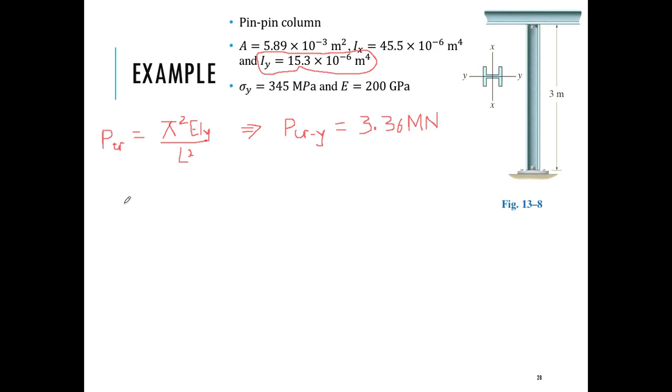For that, I recall that my yield strength sigma y is just the load applied, let's call it Py, divided by the cross-sectional area of the beam. So what is Py? I can substitute in sigma y multiplied by A, and if I do that, I get 2.03 meganewtons.